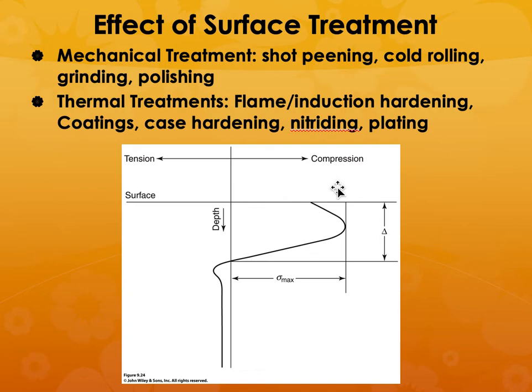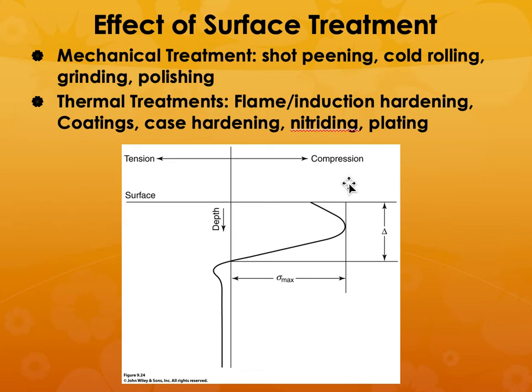When they hit the surface of that material, it applies a compressive stress on the surface. So when you have that compressive stress, what happens? When you apply a tensile stress, it has to overcome that compressive stress before it starts applying the tensile stress. So by doing shot peening, you are increasing the fatigue life of your component. The other methods are cold rolling or grinding or polishing. Typically polishing and grinding can improve the fatigue life of a component.